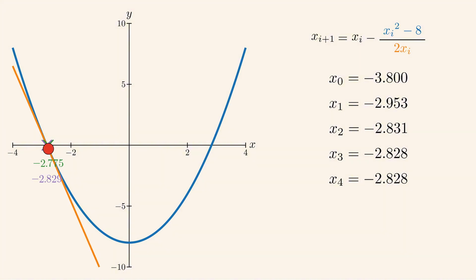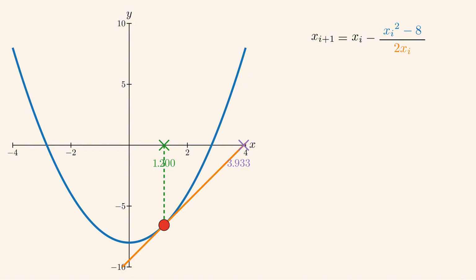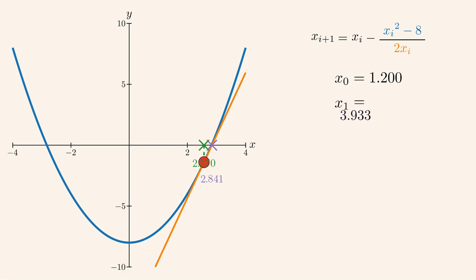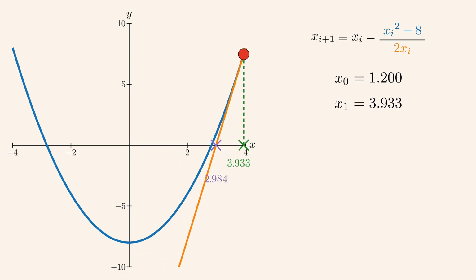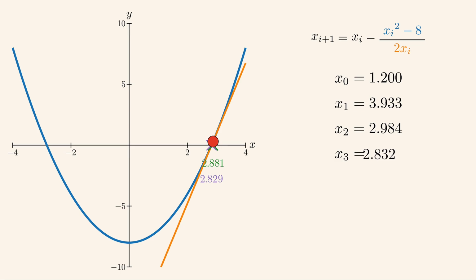Now, let's try a different initial value of 1.2. What do you think will happen here? Will the method fail to converge? Will it become unstable? In the first step, it overshoots the answer pretty dramatically. But from there, it moves back smoothly and gently toward the positive root.